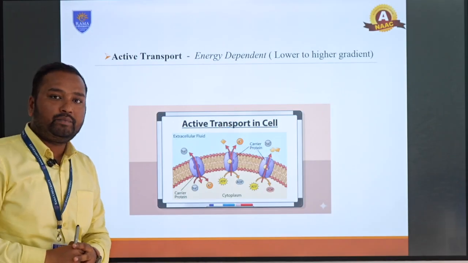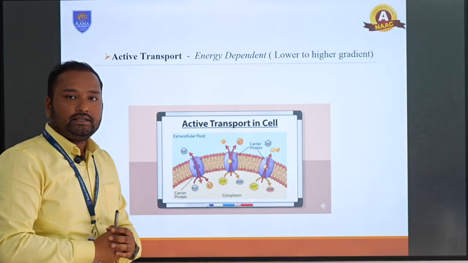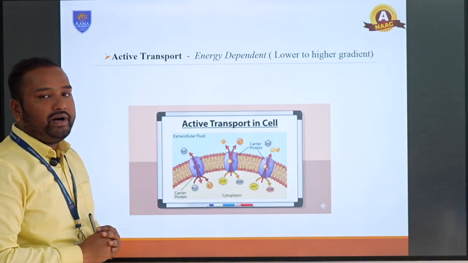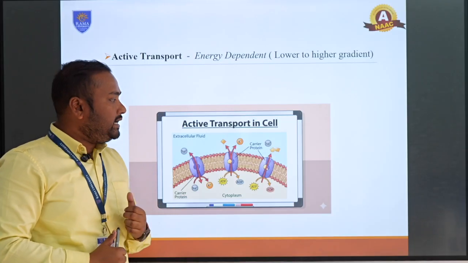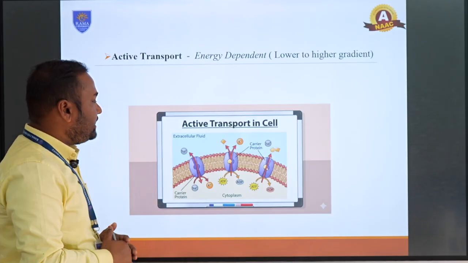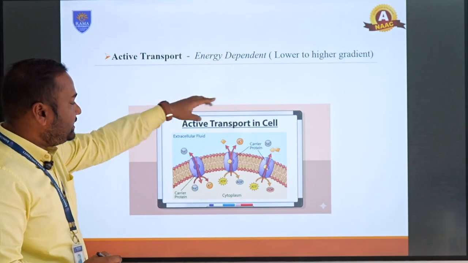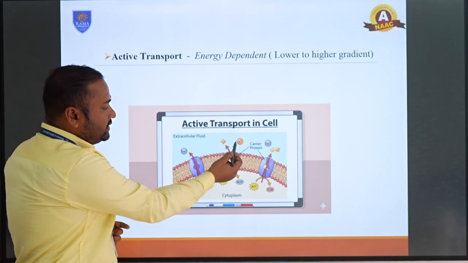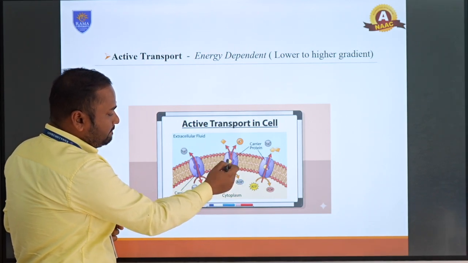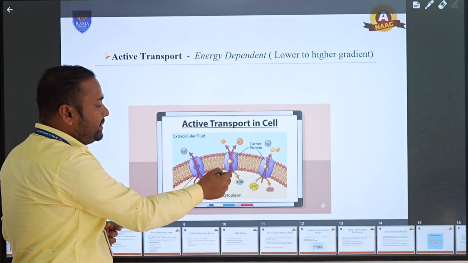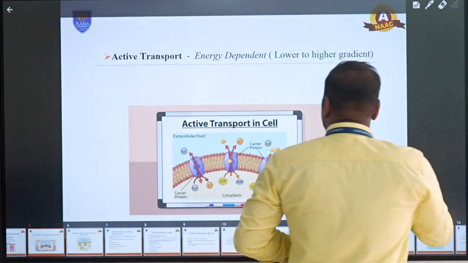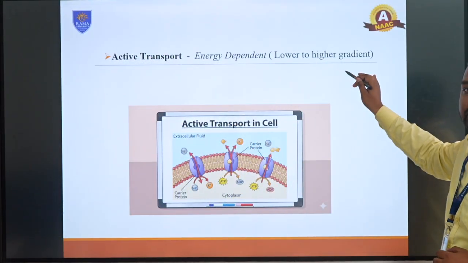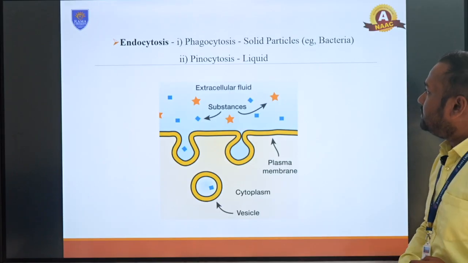Third is active transport. Active transport is a transport mechanism where we need energy in the form of ATP. ATP is formed in our mitochondria basically, and it needs a carrier. You can see in the diagram that the molecule gets transferred through a channel, and it needs a mediator. So it is energy dependent, and the movement is from lower concentration to higher concentration.